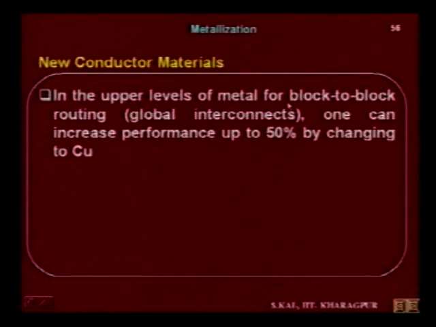In the upper levels of metal, or block-to-block routing, which is known as global interconnects, one can increase performance by up to 50% by changing to copper. If aluminium is changed to copper, the performance improvement is 50%. That is in the case of global interconnect, which is the top layer of the metallization scheme, which connects from one block to another block. Okay.